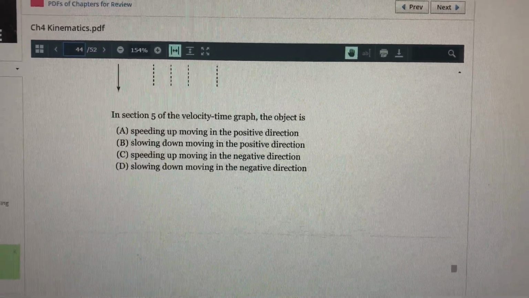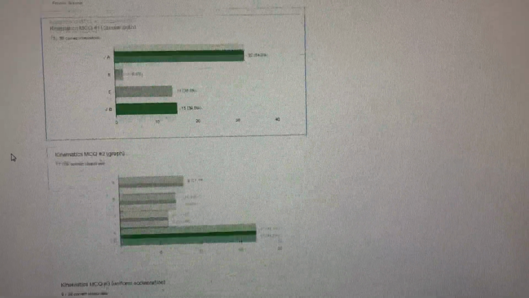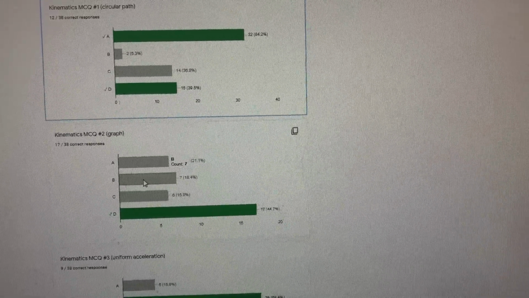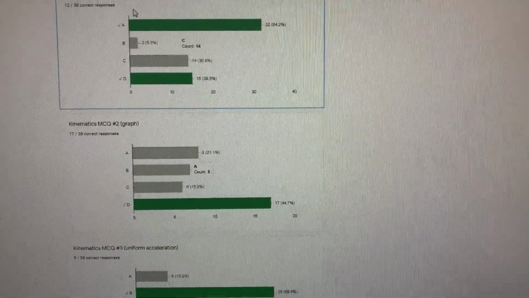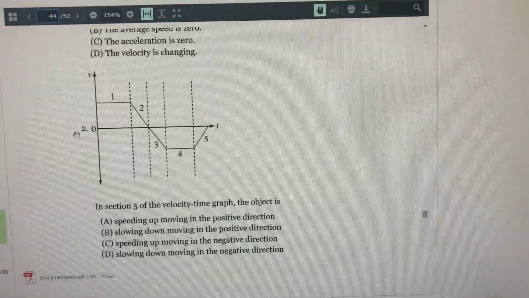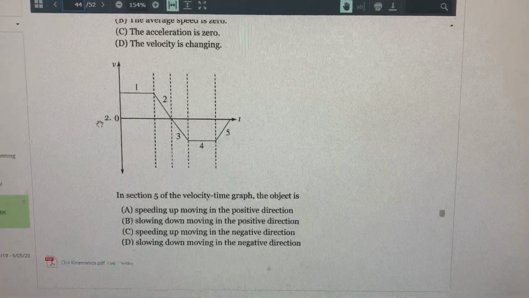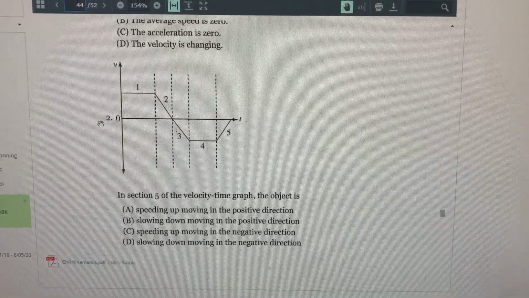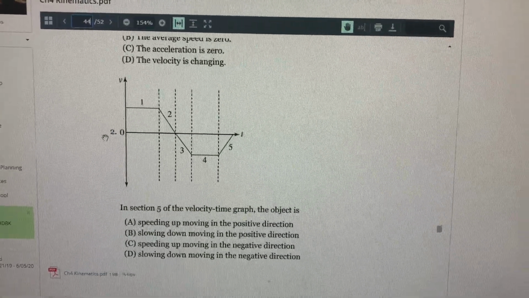So let's look at number 2. It looks like A and B were pretty even, but A and B got a lot of answers on that one. So here's number 2, and it says in section 5 of the velocity time graph, the object is... and the correct answer for 5 is slowing down, moving in the negative direction.